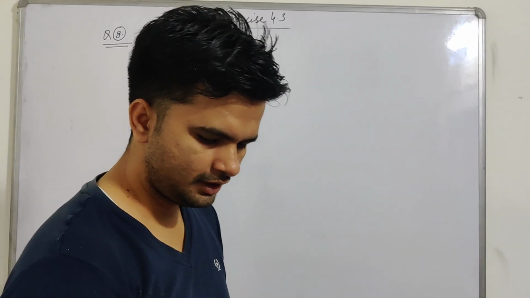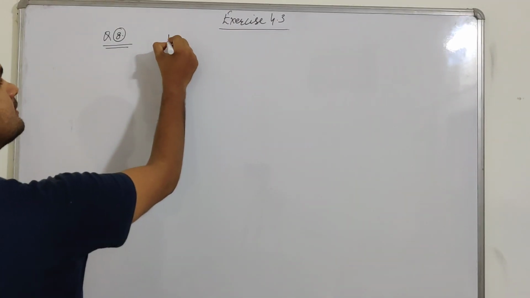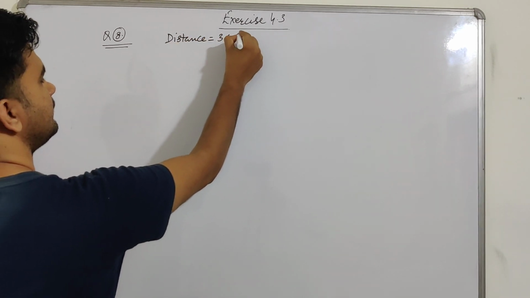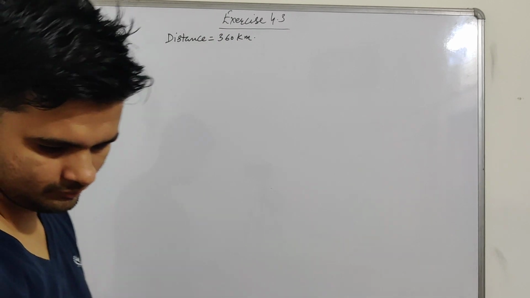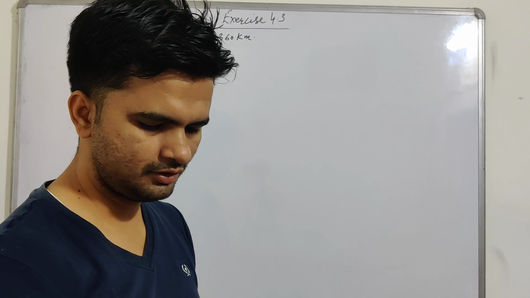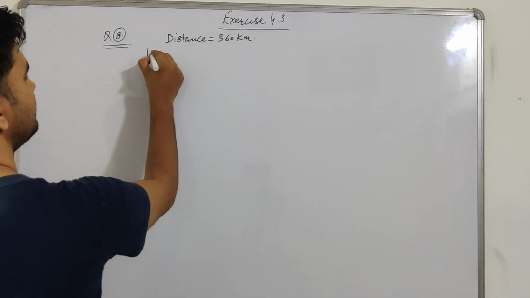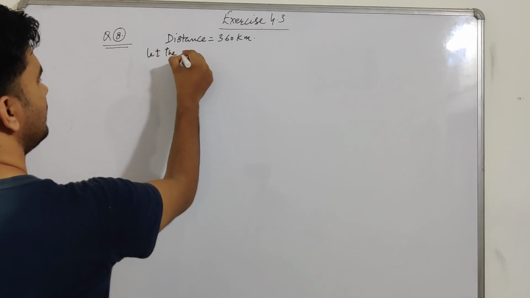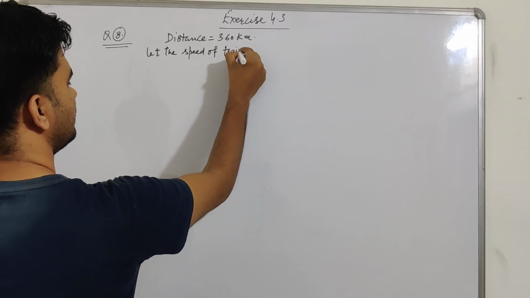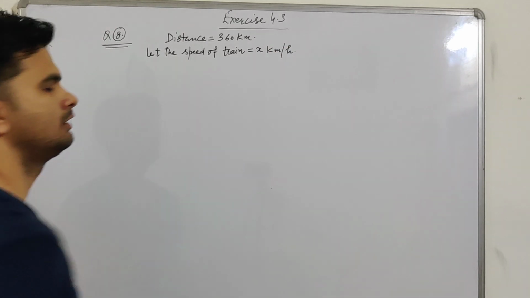Eighth question is, a train travels 360 km at a uniform speed. It means here the distance is 360 km. If the speed had been 5 km per hour more, it would have taken 1 hour less for the same journey. Find the speed of the train. So we will assume, let the speed of the train be x kilometer per hour.